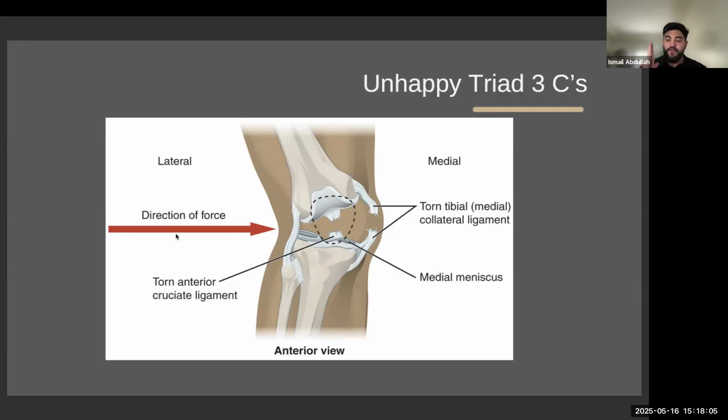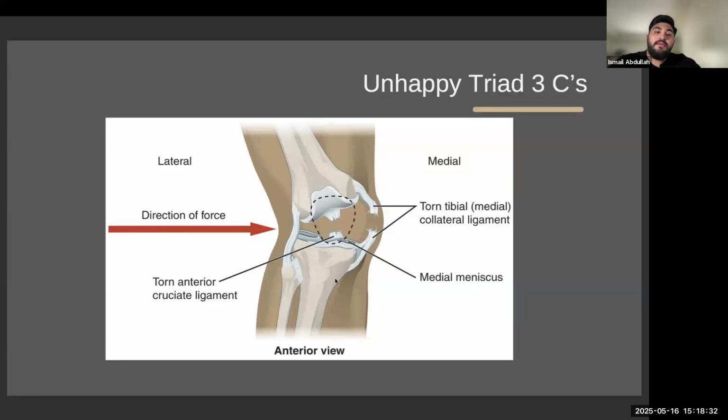Remember, her foot is fixed. So imagine, let's say, for example, this is the foot, this is the knee, and there's a very high impact into it. While the foot is fixed, what's going to happen is that it's going to cause a fixed abduction with an external rotation. And this is going to cause the medial collateral ligament to be damaged or torn.